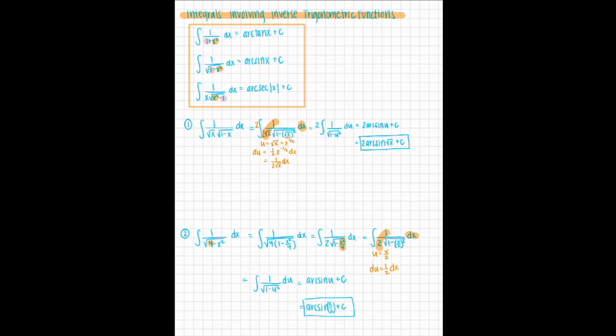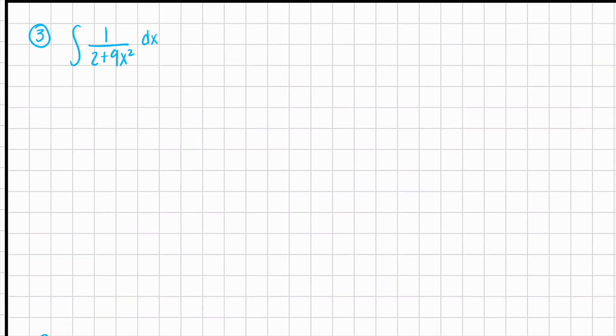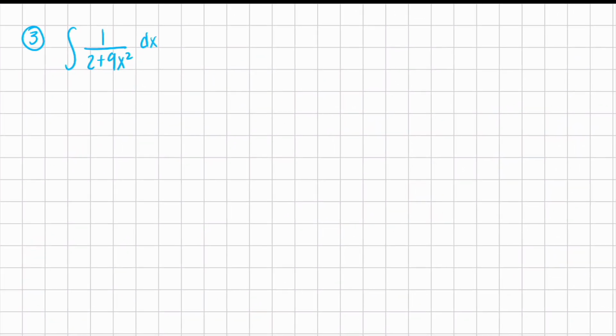We have a couple more examples. Next example, notice that this one does not have a radical in it. That means we're probably using arctangent. So same thing we did before. Let's start by making this a 1. And I'm going to do that by factoring out a 2.